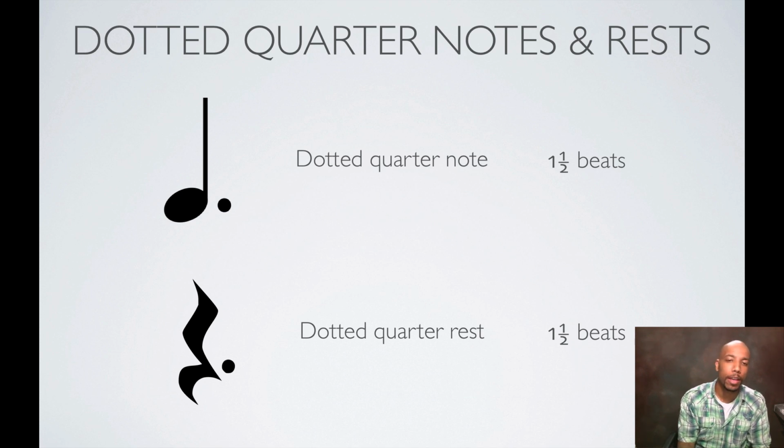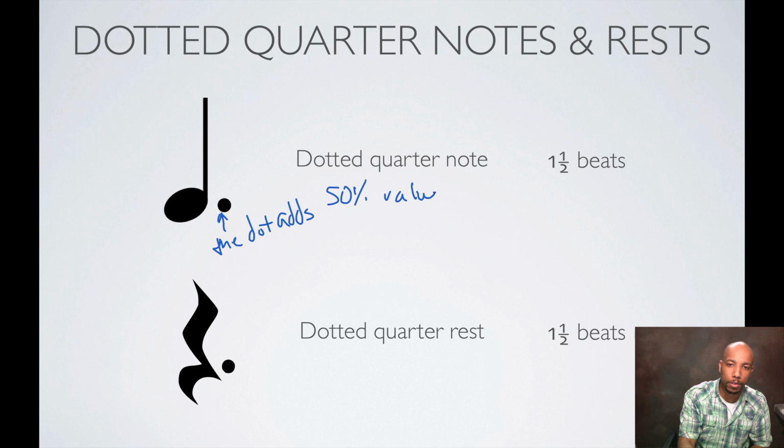Today we're going to look at how to count and clap dotted quarter notes and rests. We've taken a look at the dot before, and we noticed that the dot added value to the note that it was dotting. We saw that with the dotted half note. Today we're looking at the dotted quarter note. The same thing applies: the dot adds 50% value to a note, and in this case, it's the quarter note.